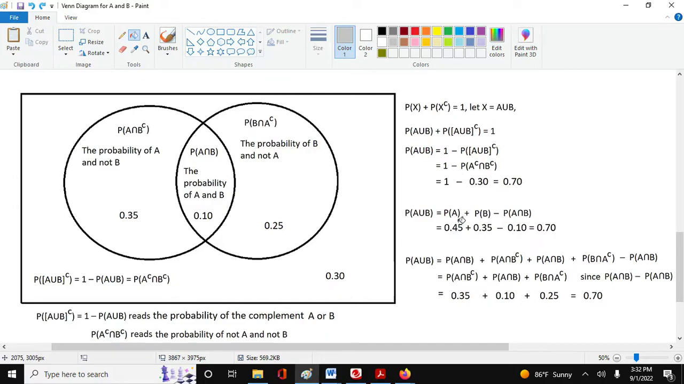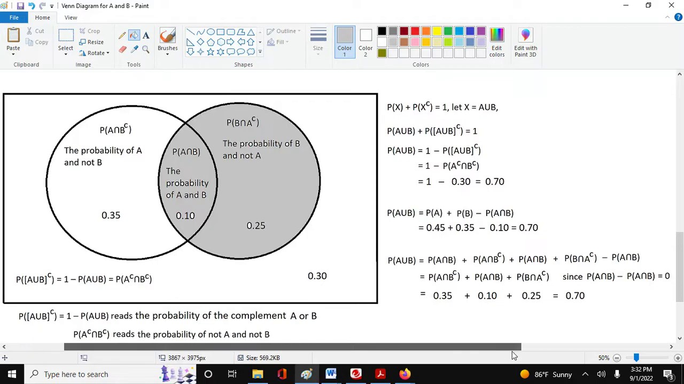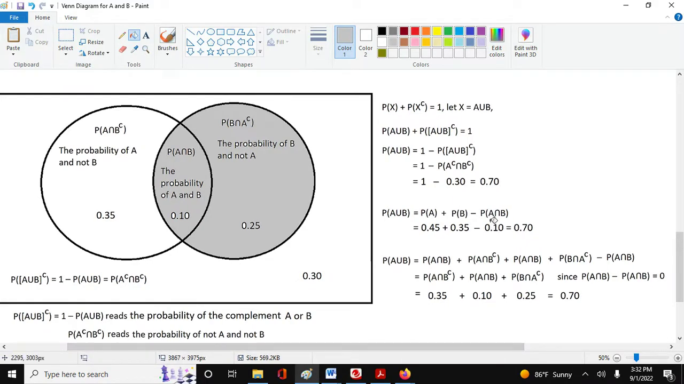So another way, we can do probability of A or B. We did this above, probability of A, we add these two together. Probability B, we add these two together. Now we subtract probability of A and B to get 0.70. So we'll discuss why we subtract probability of A and B.